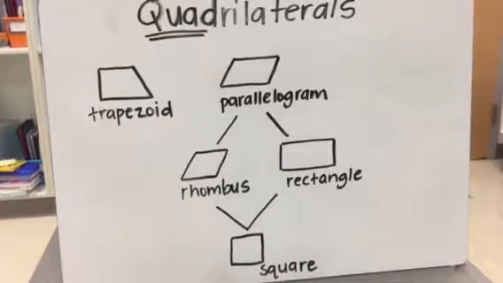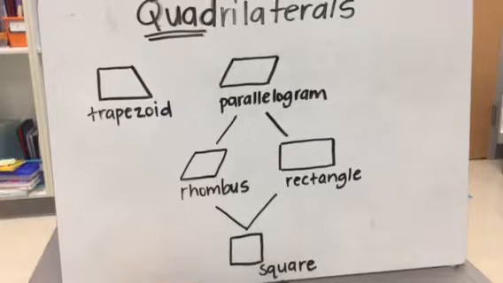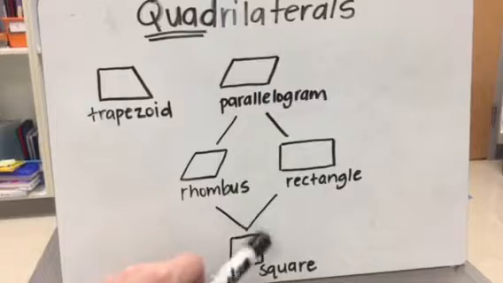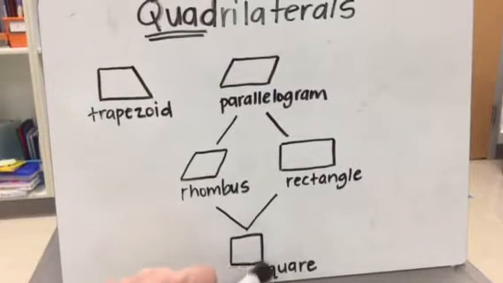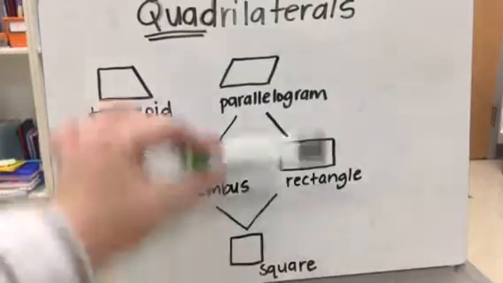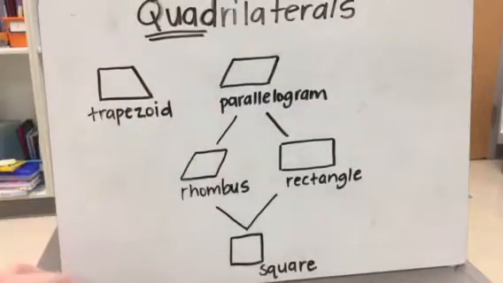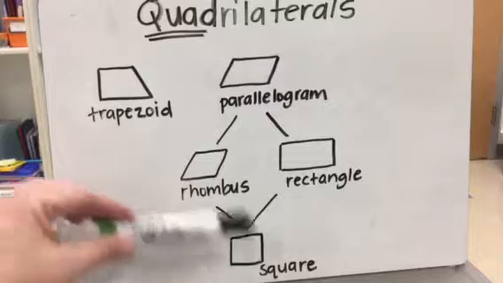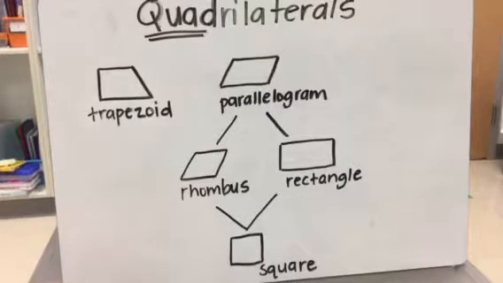Now this shape down here gets many names. It is called a square because it has four sides, four corners, two sets of parallel sides, all sides equal, and 90-degree angles or perpendicular lines. So this kind of goes back and forth, that a lot of these shapes can have multiple names based on what they have.